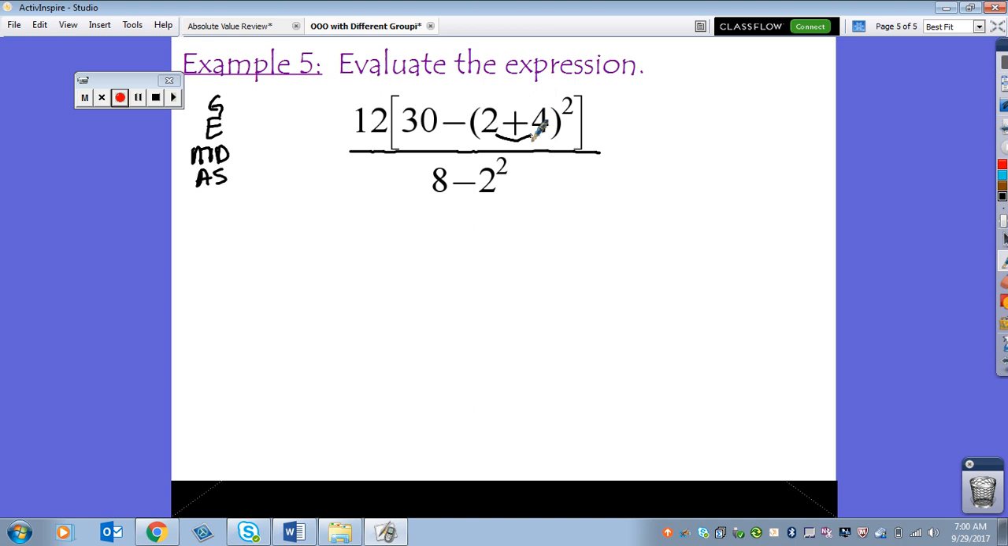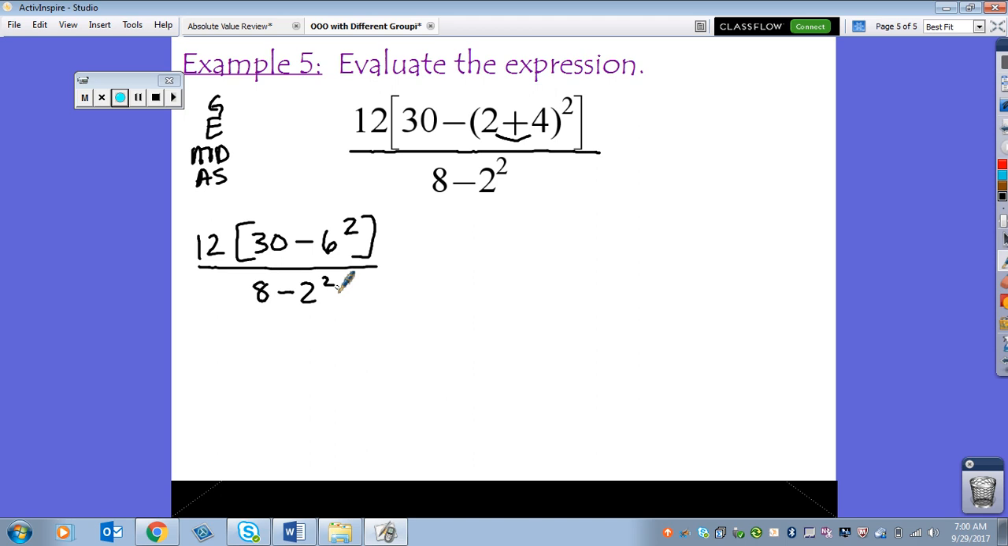I'm going to do the 2 plus 4 first. So I'm going to get 2 plus 4 is 6 when I type it into my calculator. I don't need parentheses around the number because it's not negative. If this was a negative 6, I would need parentheses to stay around it. I bring down the minus and the 30. I bring down the brackets and the 12 in front of it, and then the fraction bar and 8 minus 2 squared.